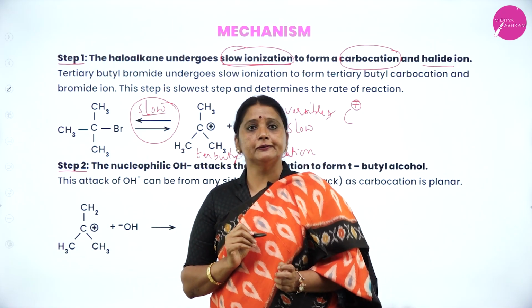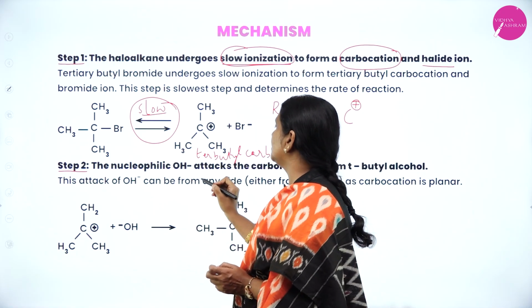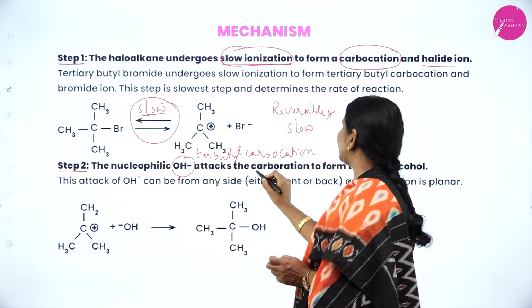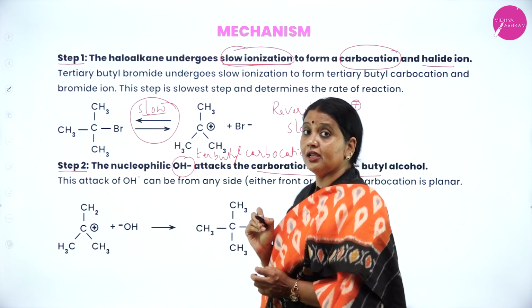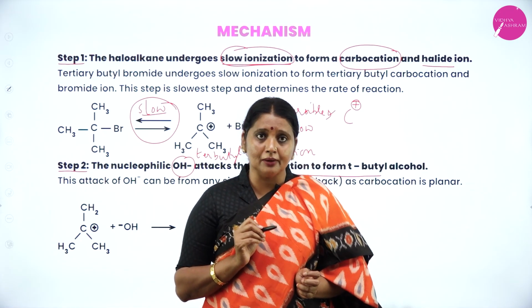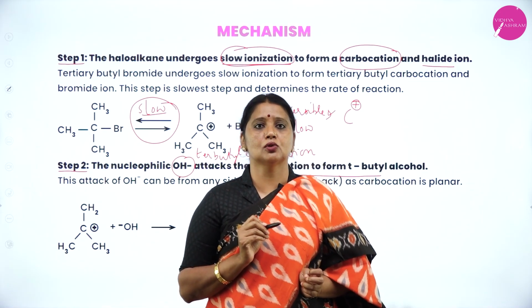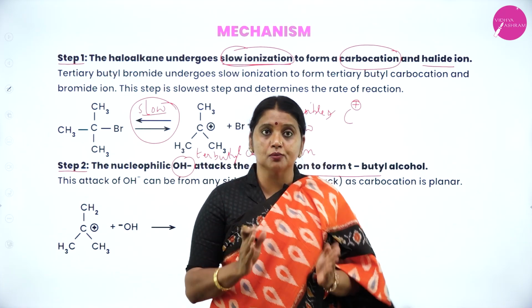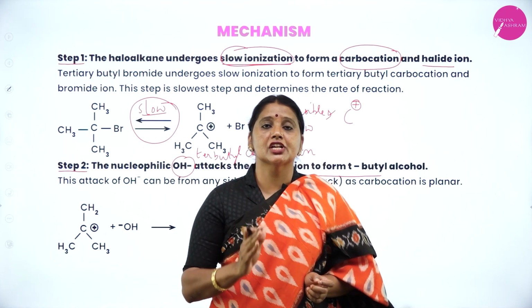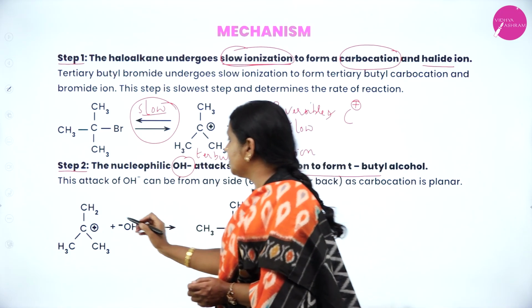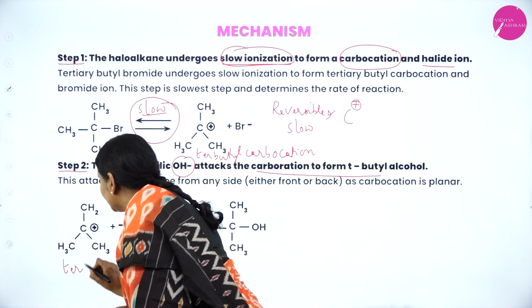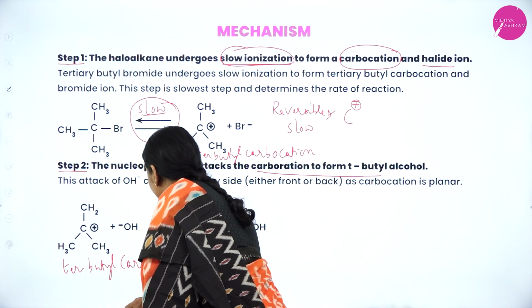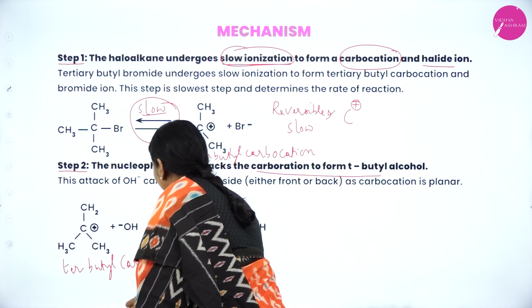Next, step 2: the nucleophile OH minus attacks the carbocation to form tertiary butyl alcohol. Now this is tertiary butyl carbocation.